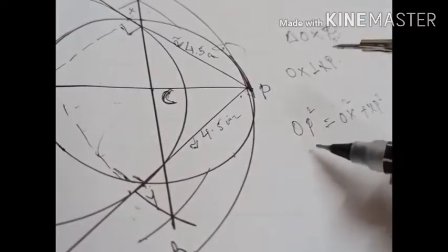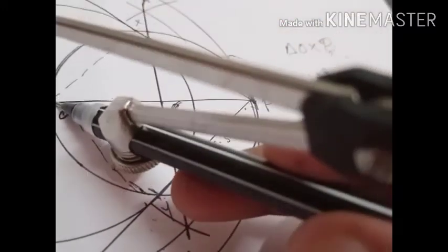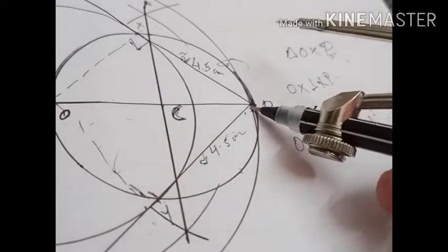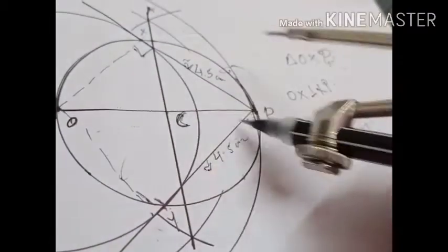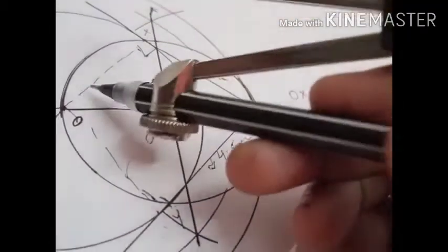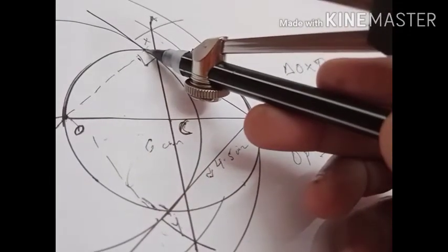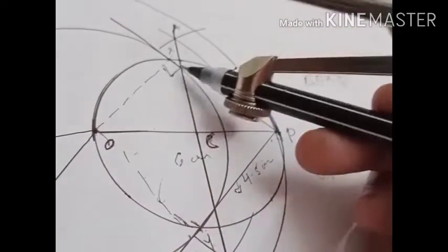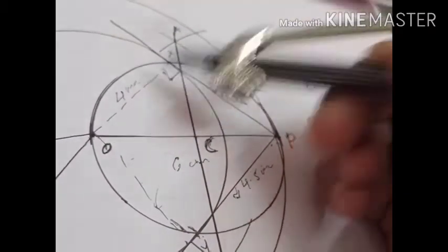We can find OP square. Now what is OP square? From the center to the point on the bigger circle. That means this OP is the same as the radius of the bigger circle. So this length will be equal to what? 6 centimeter. Okay. Then this is from O to the point on the small circle. That means this OX is the radius of the small circle. That will be 4 centimeter.